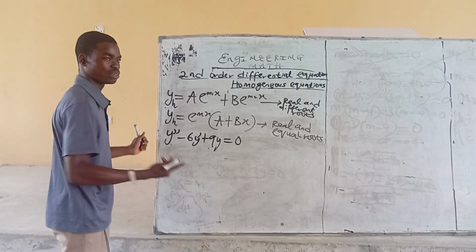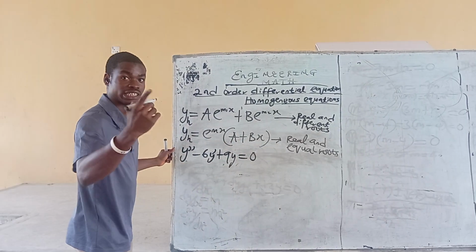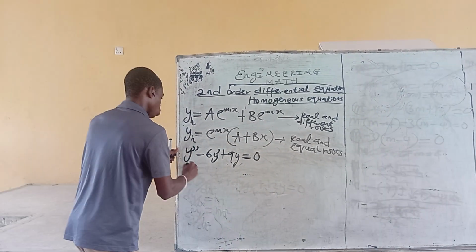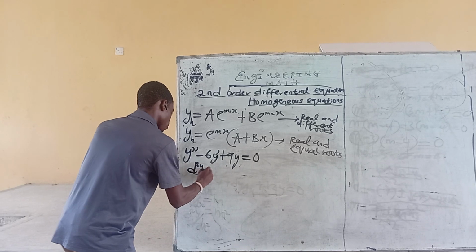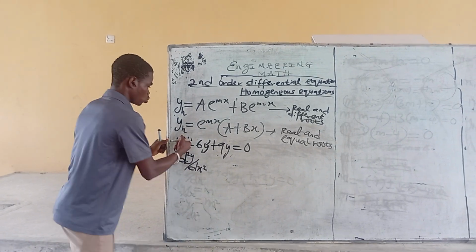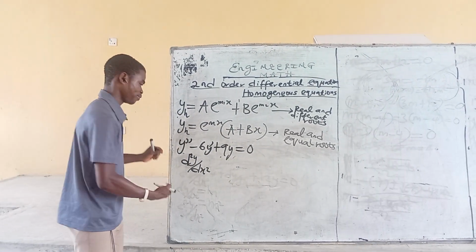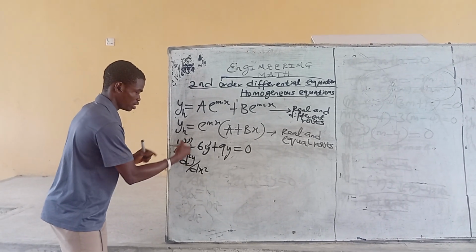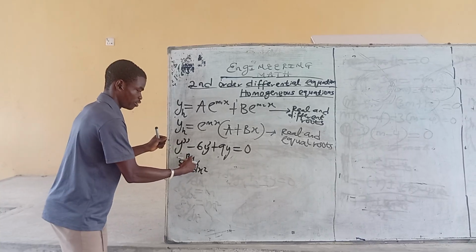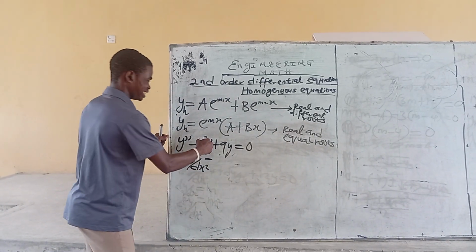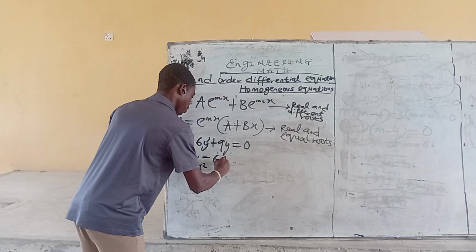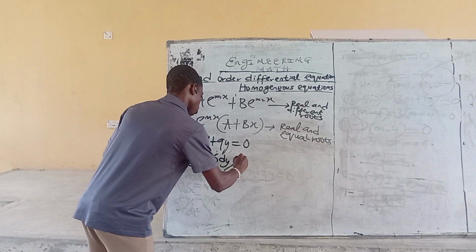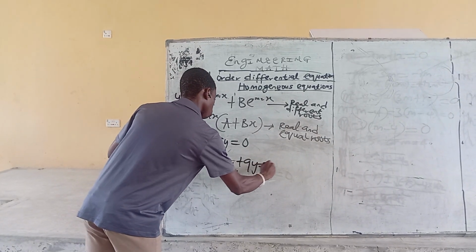So what was the first step I said? The first step I said is that we change the y prime prime to d squared y over dx squared. That's y prime prime, the double derivative. If it was y prime prime prime, that would be a third derivative. So it's just second order derivative. Then minus 6y prime, that's the first derivative, plus 9y equals what? 0.